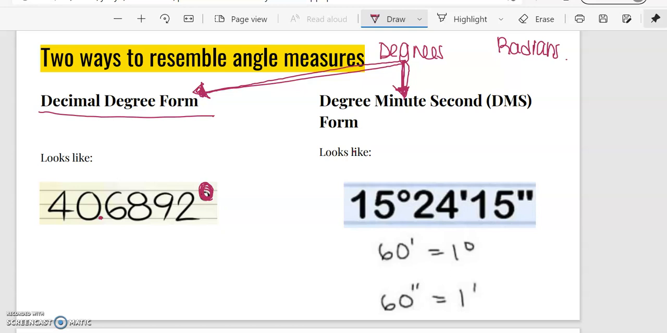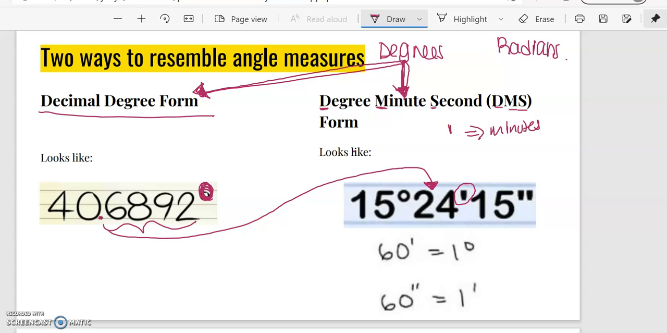Or you can represent the angle measure in something called degree, minute, second form, DMS. And this is what it looks like. Instead of having a decimal, that decimal is converted into minutes, which is denoted by this symbol. So write this down: this symbol is minutes. And it's also converted into seconds, and this symbol, write this down, is seconds.